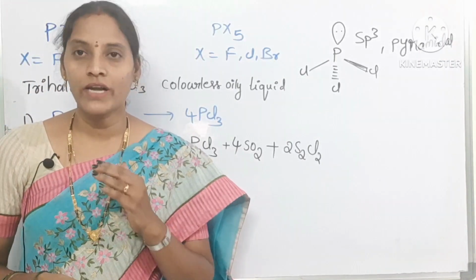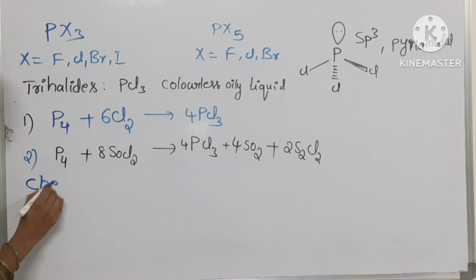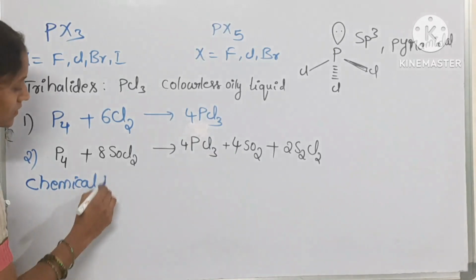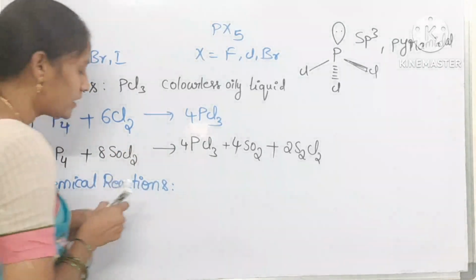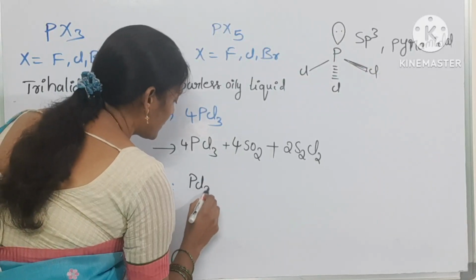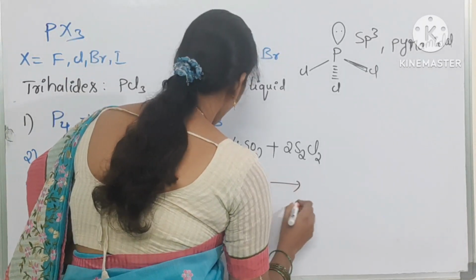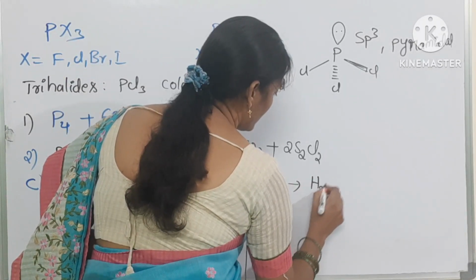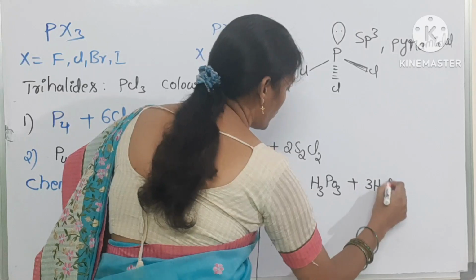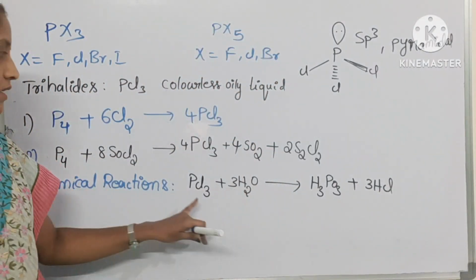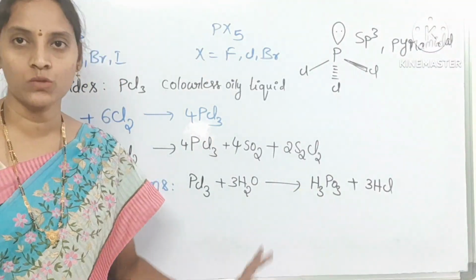Next one you can say about chemical reactions of phosphorus trichloride. If you see here, PCl3 reacts with water present in the moisture of air, then it will form H3PO3 along with HCl also, 3 moles of HCl. H3PO3, 6 hydrogen atoms, 3 chlorine atoms and 3 oxygen atoms, 1 phosphorus.